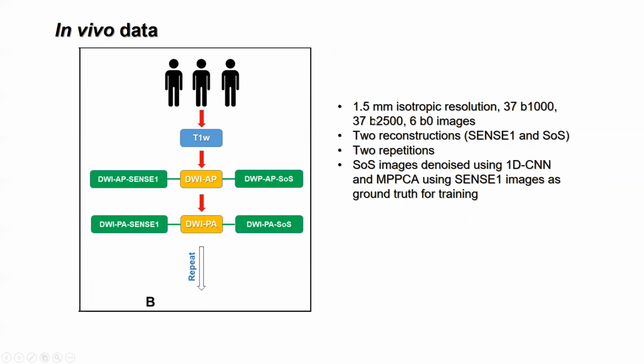Okay, for the in vivo data, we used the HCP lifespan protocol. So here it consists of 37 images with b value of 1,000, and 37 images with b value of 2,500, and 6 b0 images. The resolution is 1.5 millimeter isotropic. And here we reconstructed the images using both SENSE1 and SoS, sum of squares. So for each acquisition, we reconstructed 2 sets of images. And we also did 2 repetitions.